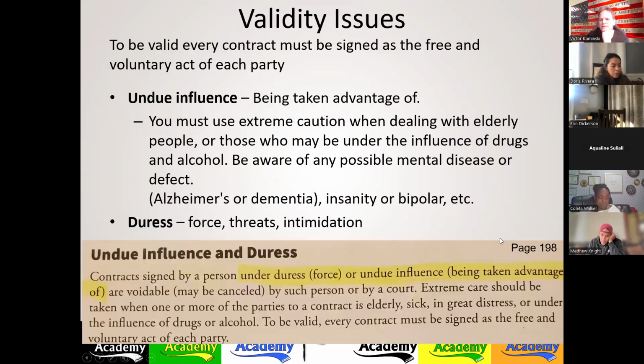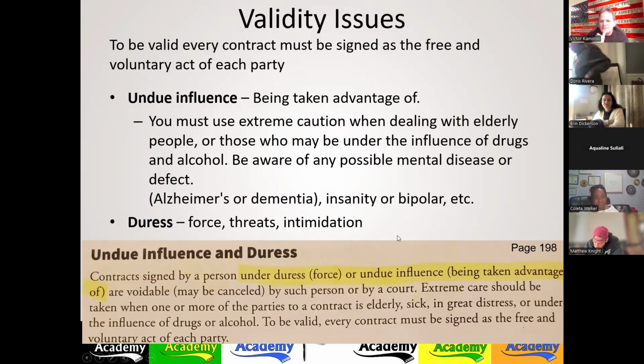Undue influence is being taken advantage of. You must use extreme caution when dealing with elderly people, or those that may be under the influence of drugs or alcohol. Be aware of any possible mental disease or defect. Alzheimer's, dementia, insanity, extreme conditions of bipolar, etc. You should use caution. Now, there's no way for us to know what's going on in somebody's noggin, right? You can't look at somebody and tell if the cheese is sliding off their cracker. But the best we could do is try to pay attention to what is going on.